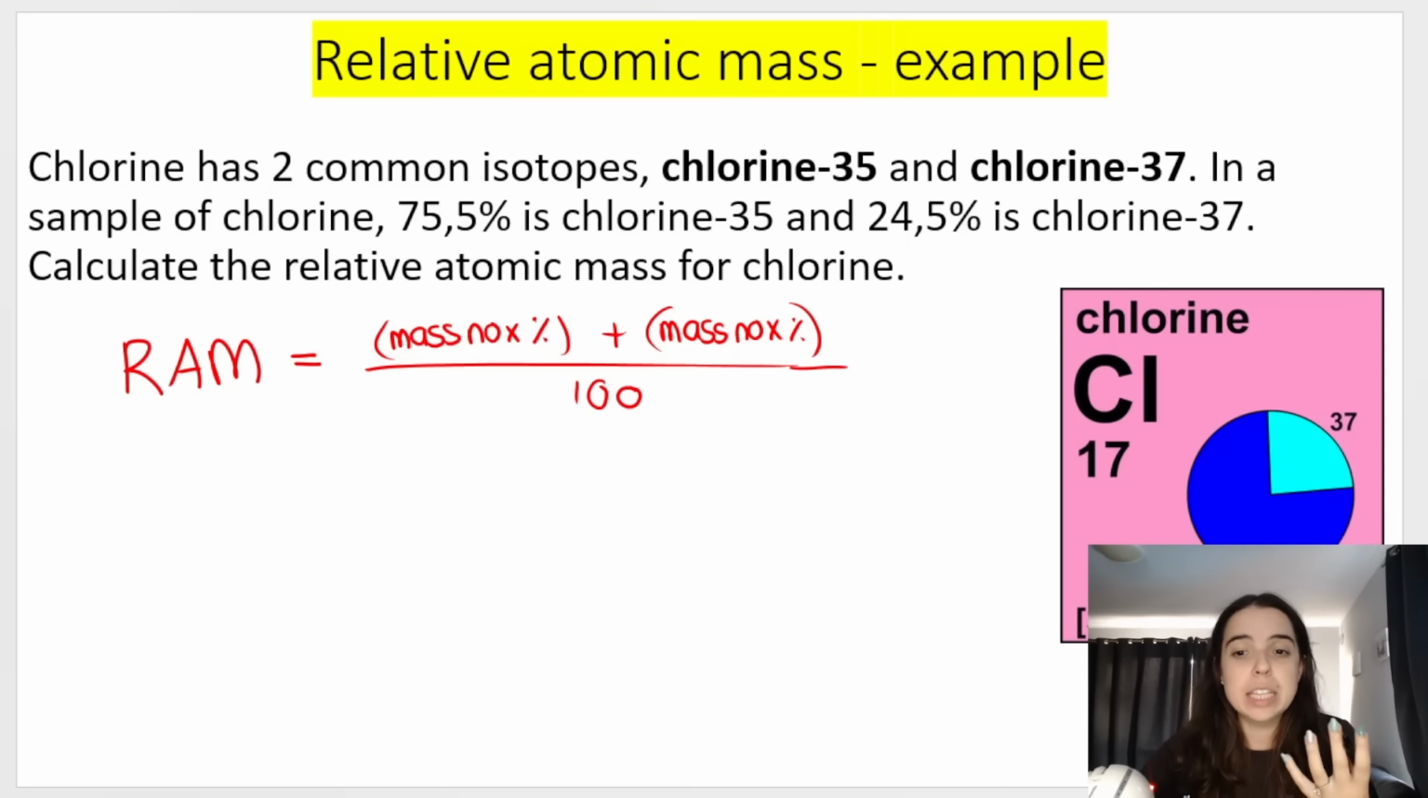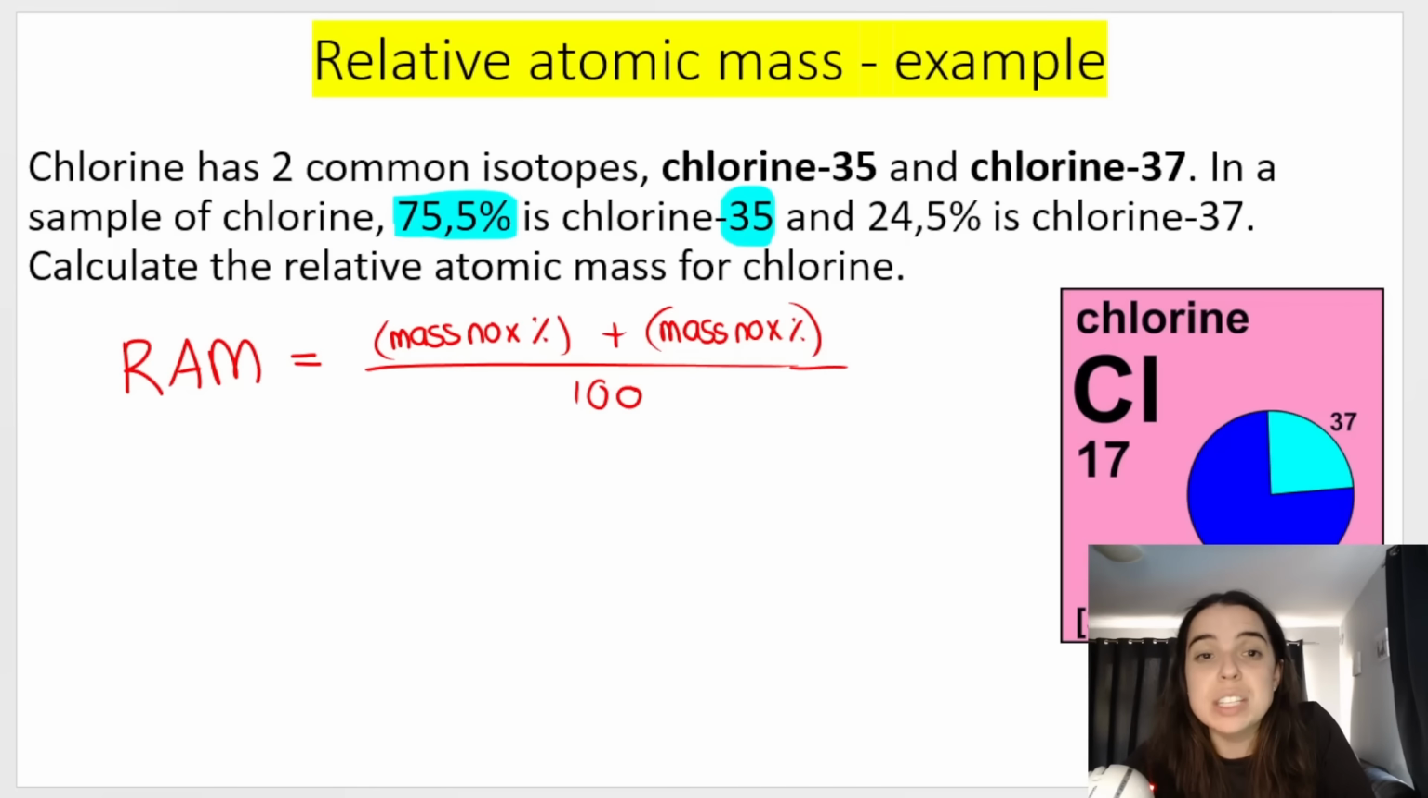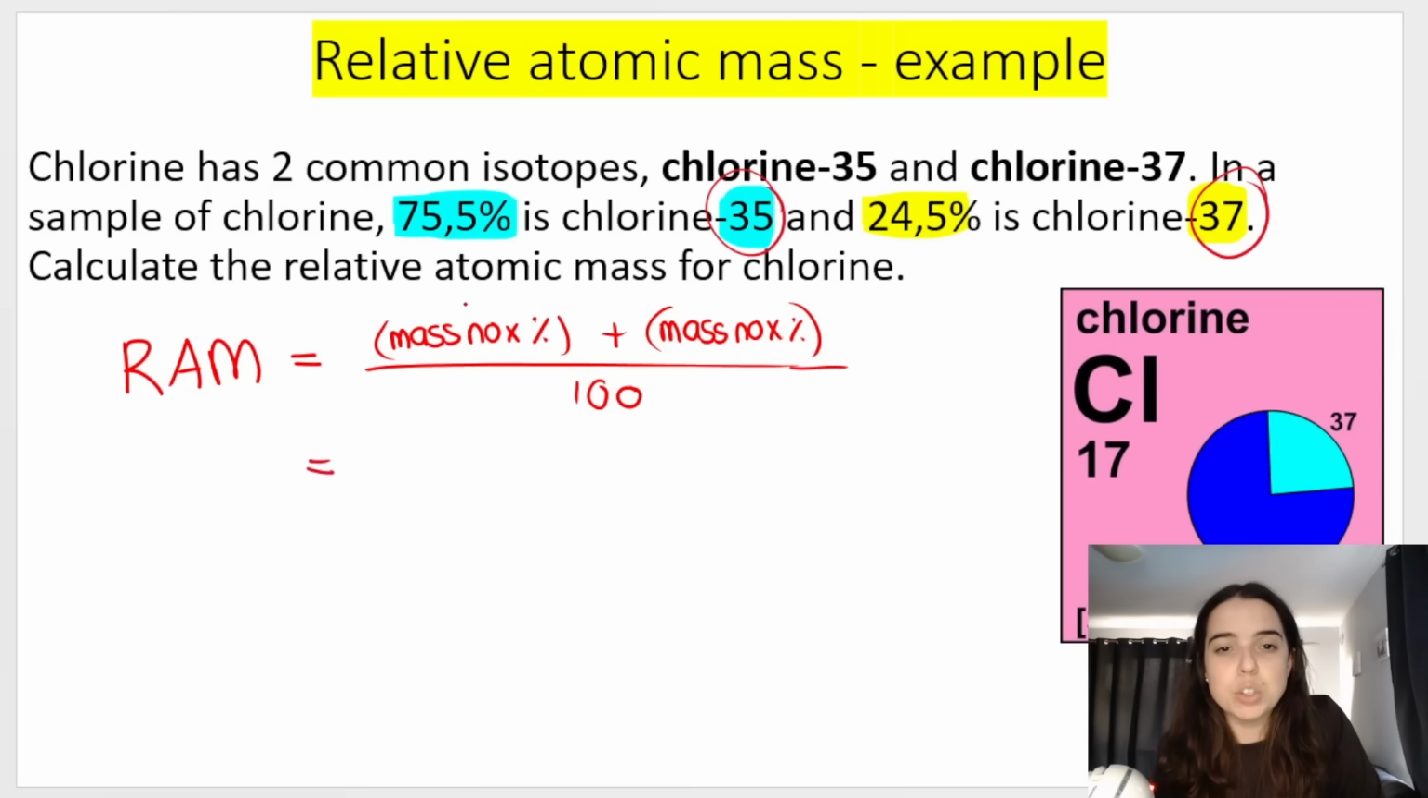So in this case, I'm pretending to only consider the two isotopes of chlorine. It says chlorine has two common isotopes, chlorine 35 and chlorine 37. In a sample of chlorine, now look what they say, 75.5% is chlorine 35 and 24.5% is chlorine 37. Calculate the relative atomic mass for chlorine. So we say relative atomic mass equals, now in this case, I've only got two isotopes mentioned, chlorine 35 and chlorine 37. So I need two brackets. Bracket number one for my first isotope, bracket number two for my second isotope.